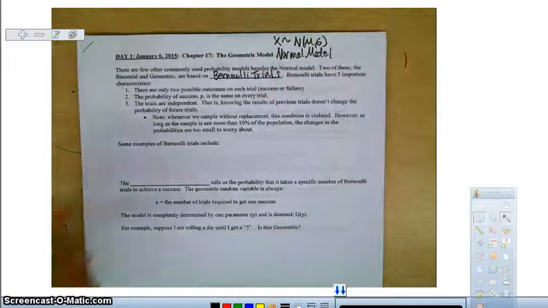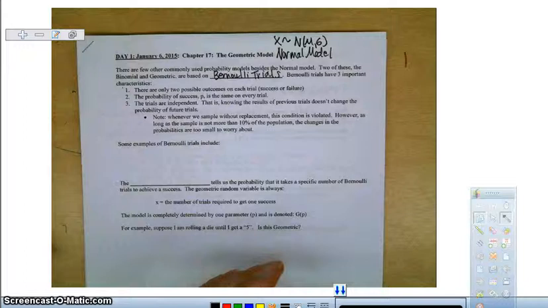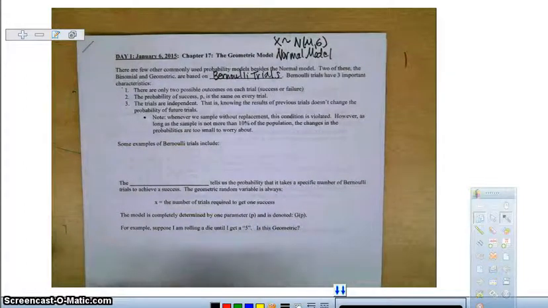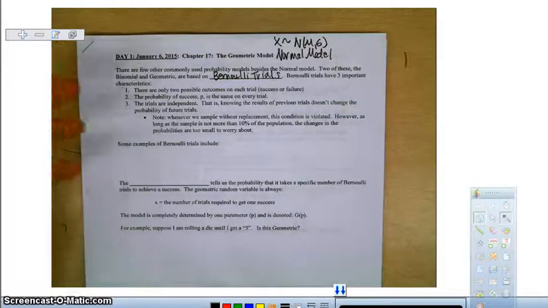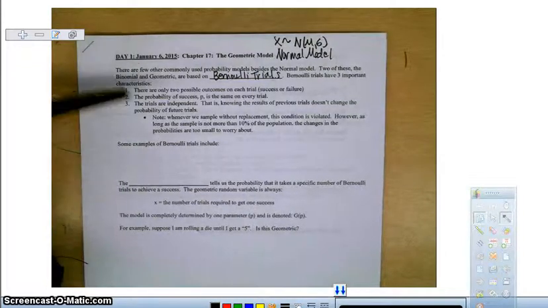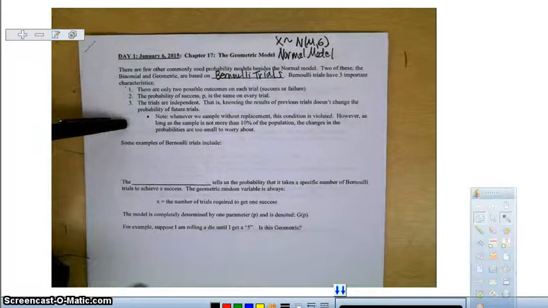Just like flipping a coin or rolling a die, if you do it multiple times, they're not affected by what happened previously. The things that would not be Bernoulli trials would be like drawing cards from a deck and not putting them back. Now, you could put them back each time, and then you could make it Bernoulli trials. So those are the three things that need to happen to make it Bernoulli trials.